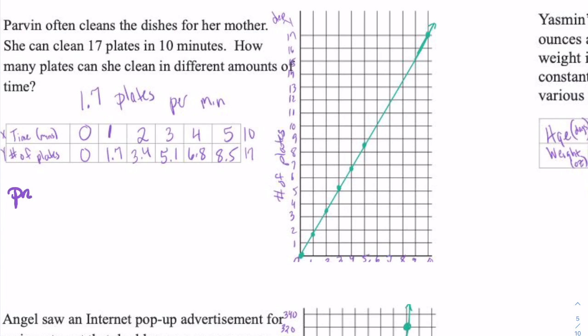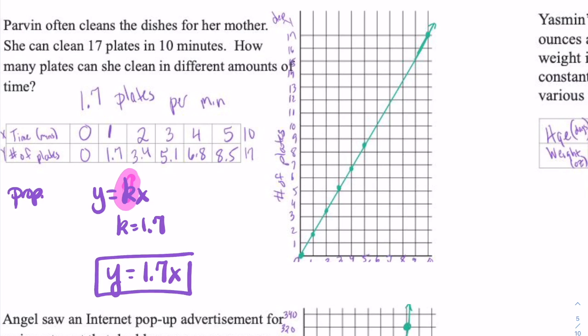So if it is proportional, remember we are talking about the equation y equals kx. And remember, k is our constant rate of change, also our unit rate. In this case, it's 1.7 plates per minute. So k is equal to 1.7. So our equation, if we were going to write an equation for Parvin, would be y equals 1.7x.